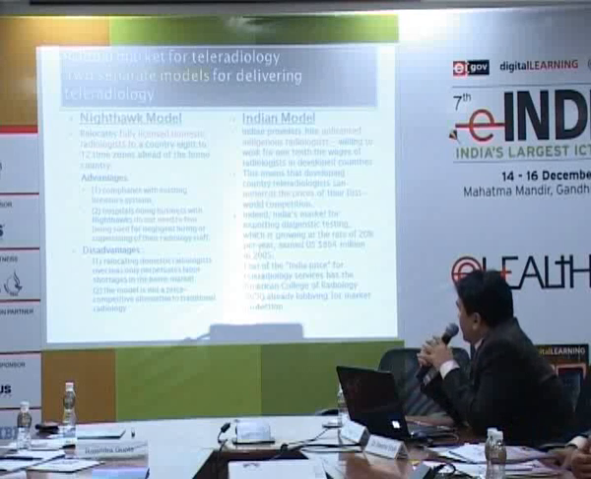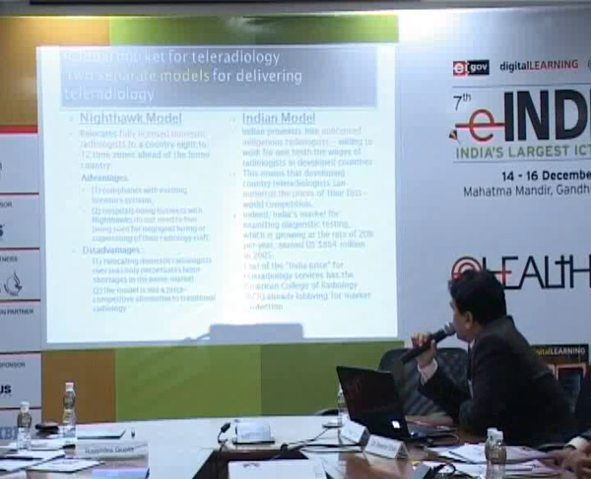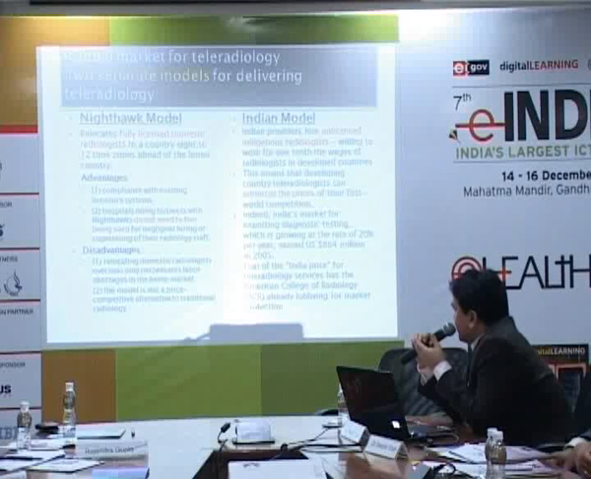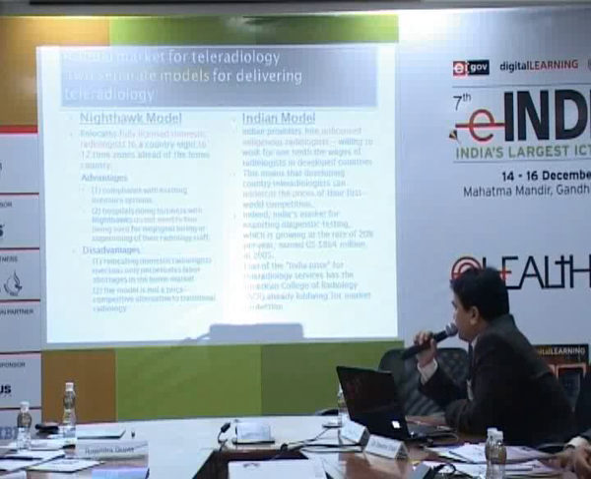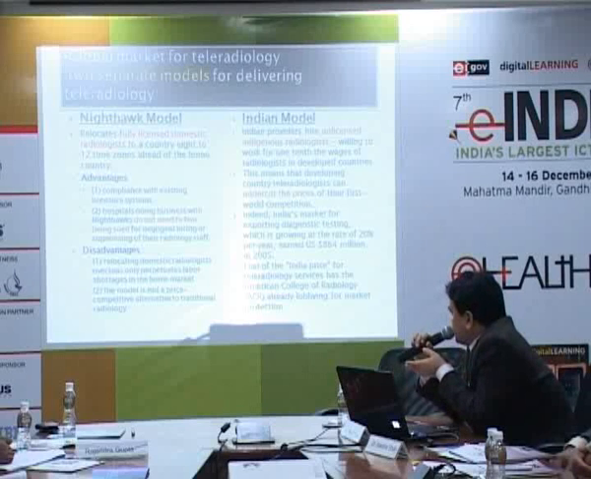For the global market of teleradiology, there are two separate models. The Nighthawk model, which relocates fully licensed domestic radiologists to another country. The advantage is compliance with the existing license system, and the hospitals doing business with Nighthawk do not need to fear being sued for negligence. The disadvantages are that it relocates the domestic radiologists, causing a shortage of labor in the home market. This is also not very price competitive.